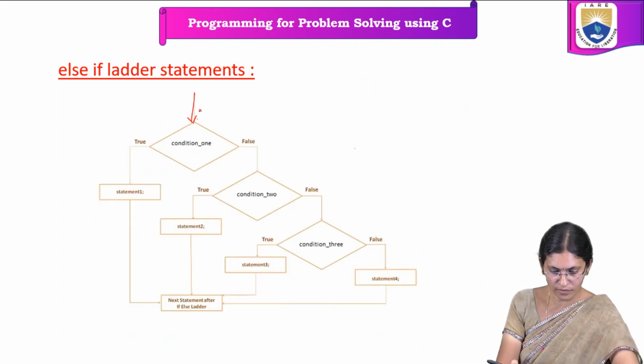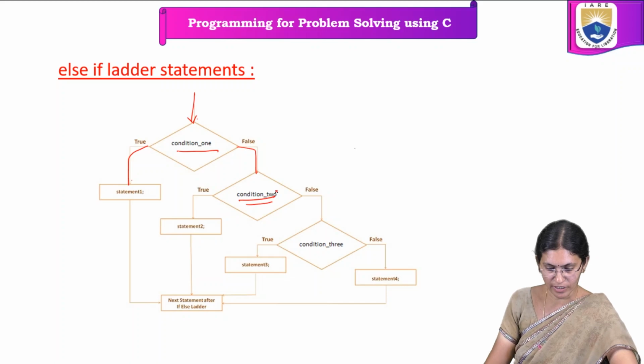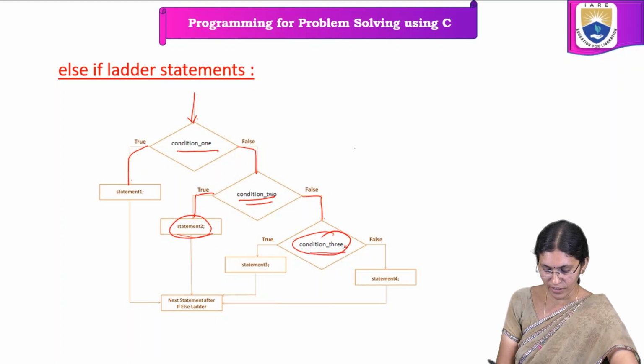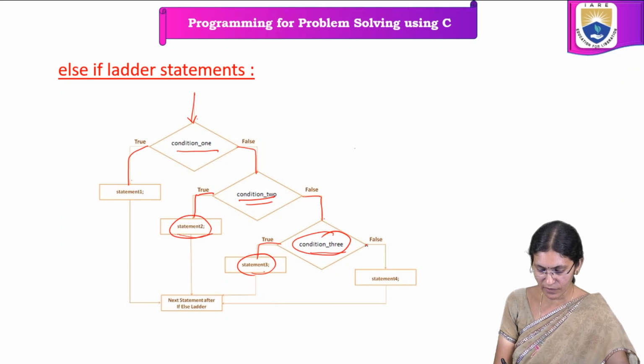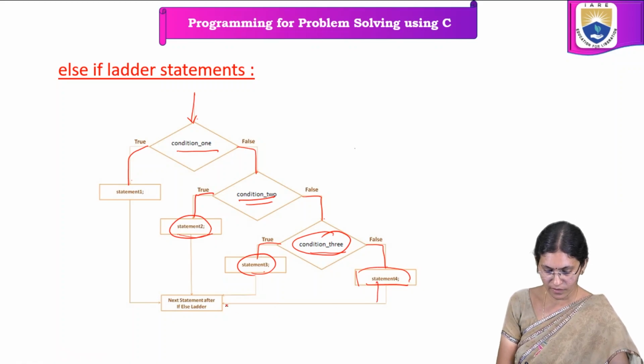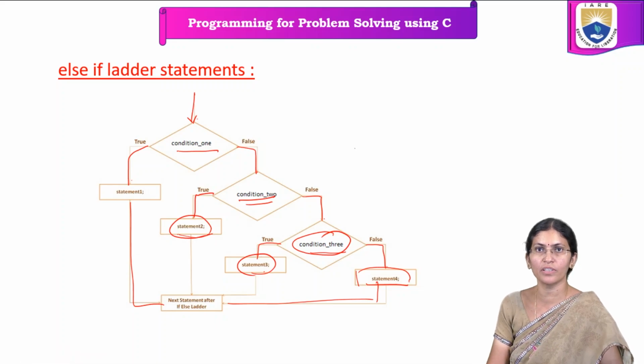First condition 1 is tested. If it is true, then statement 1 will be executed. If it is false, then condition 2 will be checked. If this condition is true, then statement 2 will be executed. If this condition is false, then again another condition, that is condition 3, will be checked. If this is true, then statement 3 will be executed. If it is false, statement 4 will be executed. After that the control comes out of the ladder and the remaining statements are executed in the program.